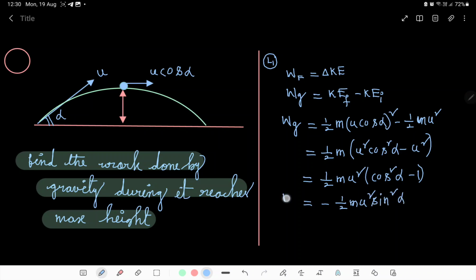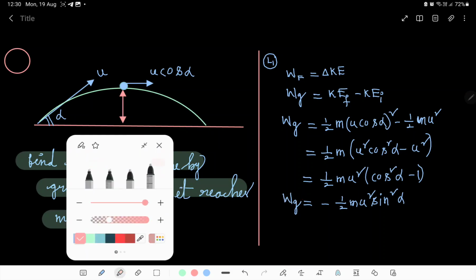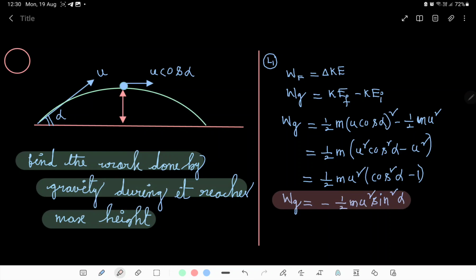That is the work done due to gravity during the time it reaches this maximum height, right? That was the answer. This was the answer. Clear? Hope you understood.